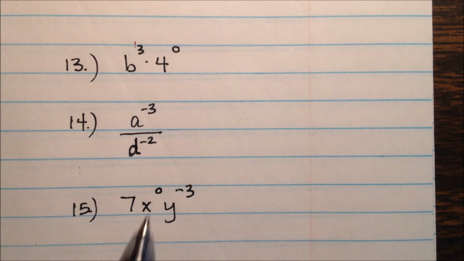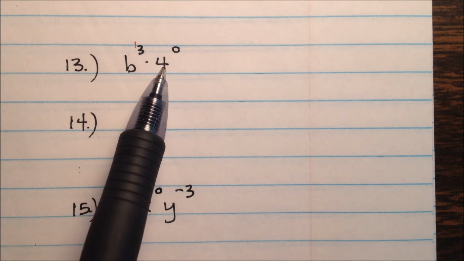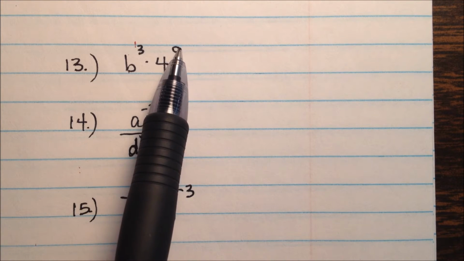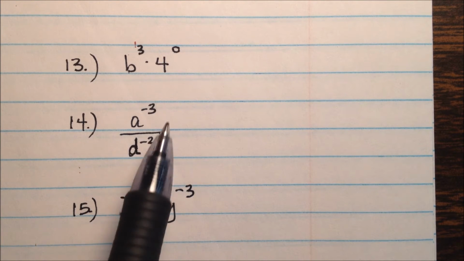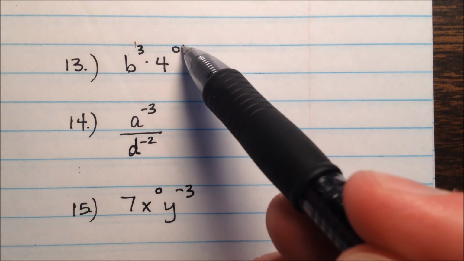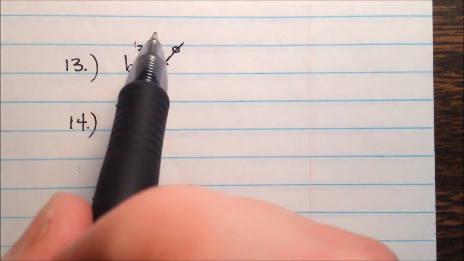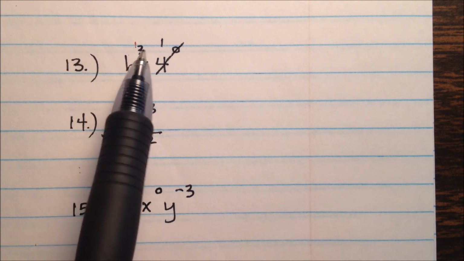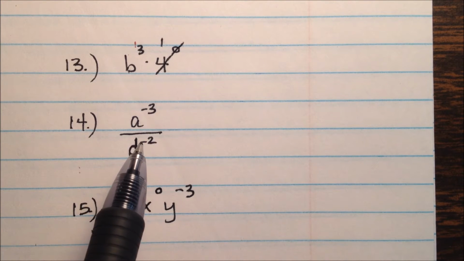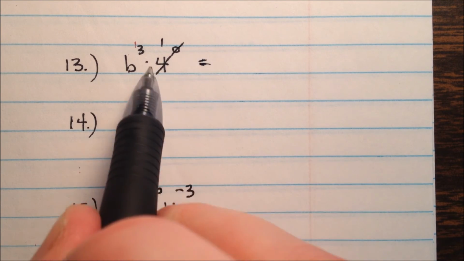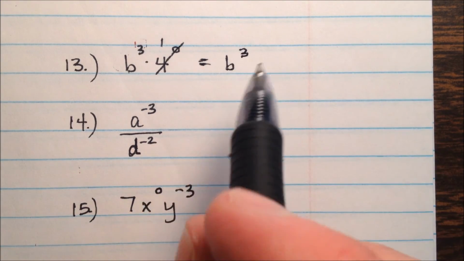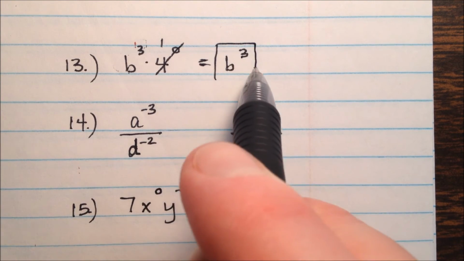In number 13, we have b cubed times 4 to the power of 0. Well, we know that any non-zero number to the power of 0 is just 1. So this 4 to the 0, we could actually cross out right there and just call him a 1. So now we have b cubed times 1, and we know that anything times 1 is just the anything. So multiplying this b cubed times 1 really doesn't do anything. So we're just going to have b cubed.